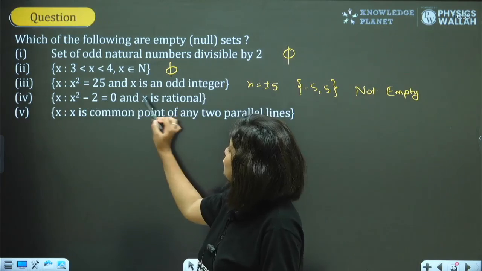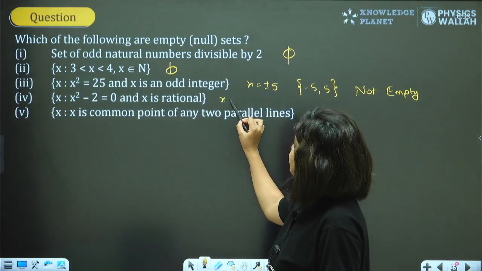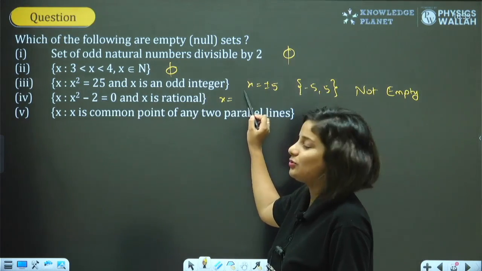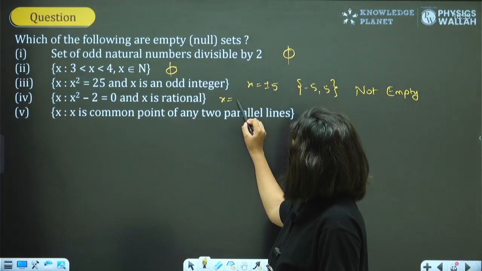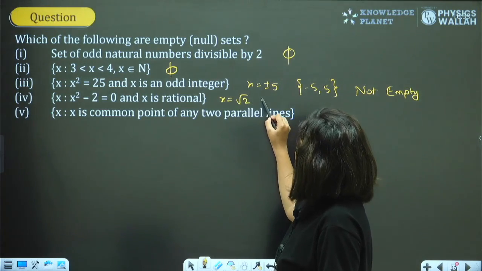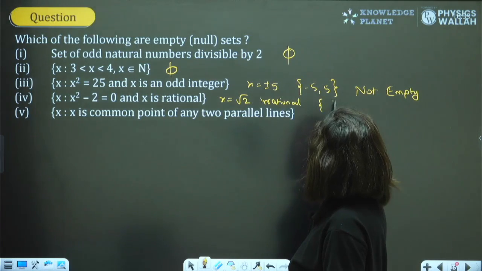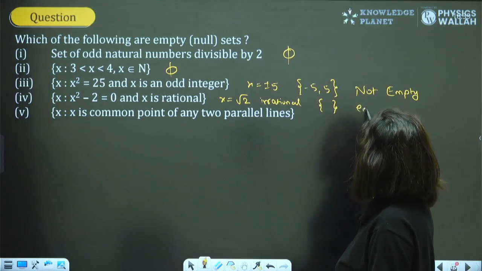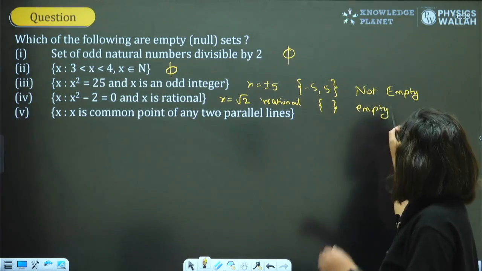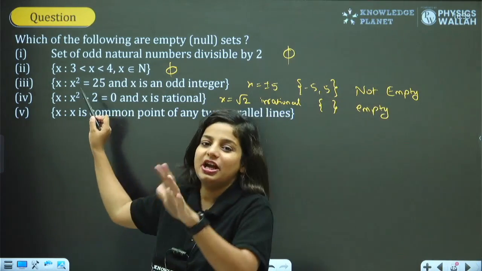x square minus 2 is 0, x is rational. When I solve this, x square is 2, x will be equal to root 2. It is irrational, my dear boys and girls. So what is there in the set? There is absolutely nothing in the set. On solving this equation, I don't get a rational number.